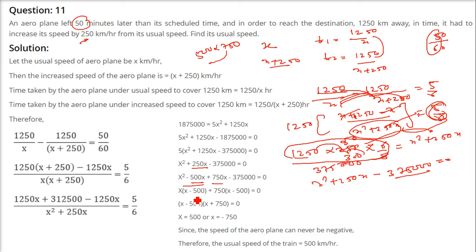You can take x common from here, x minus 500. You can take 750 common from here, x minus 500. This will give you x minus 500 and x plus 750. This we discard because it will give us minus 750, which is the negative speed, which is not possible. x equal to 500, this is our speed. So this is the usual speed of the plane.